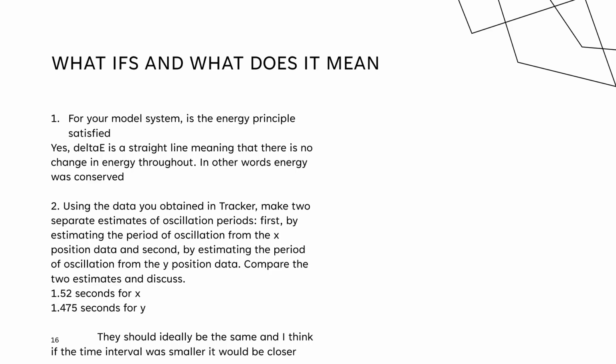So some what ifs and what does it mean? First one, if our model was right, was the energy principle satisfied? Yes, if we go back, we can see that the delta was a straight line, and so there was no change in energy, and in other words, energy was conserved.